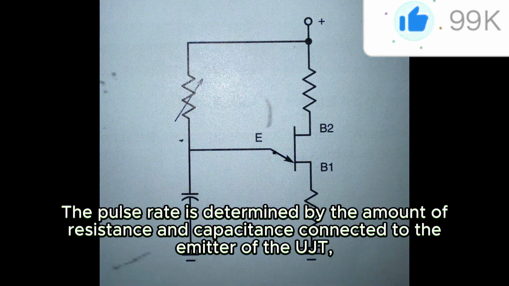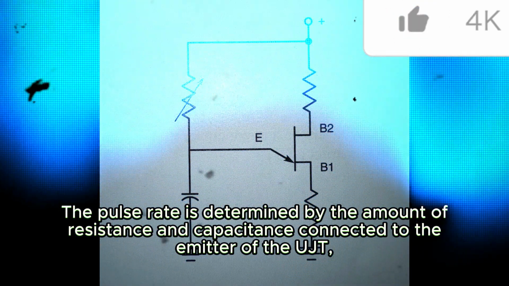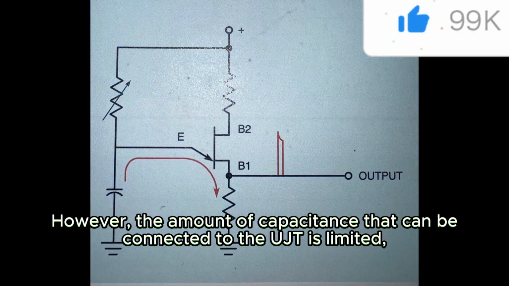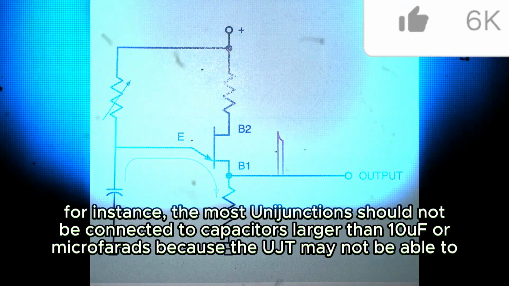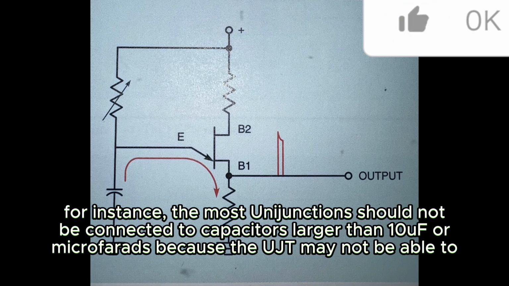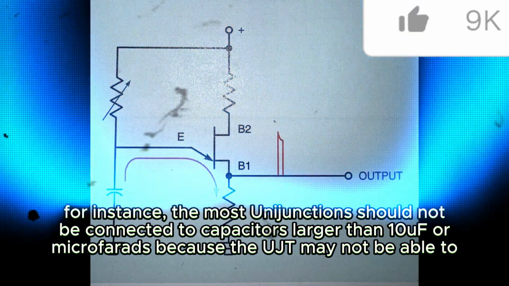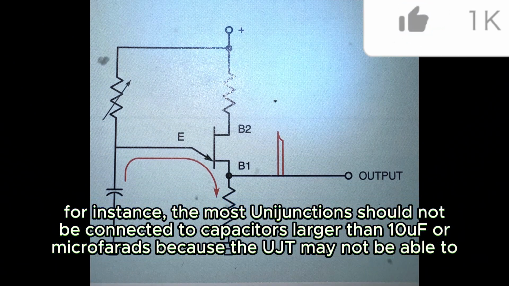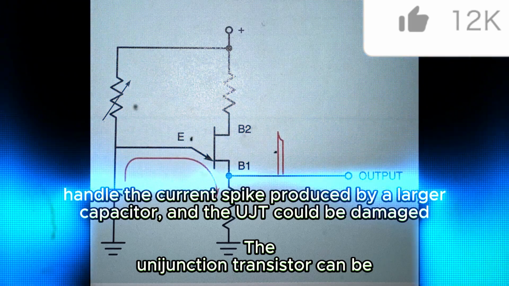The pulse rate is determined by the amount of resistance and capacitance connected to the emitter of the UJT. However, the amount of capacitance that can be connected to the UJT is limited. For instance, most unijunctions should not be connected to capacitors larger than 10 microfarads, because the UJT may not be able to handle the current spike produced by a larger capacitor, and the UJT could be damaged.